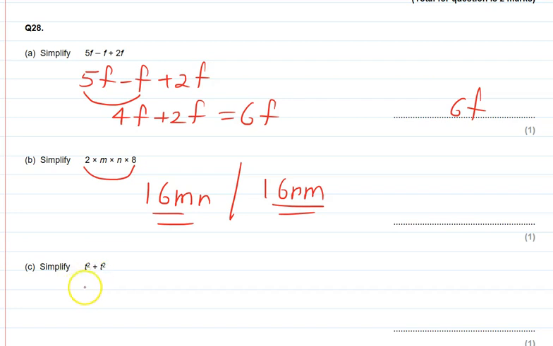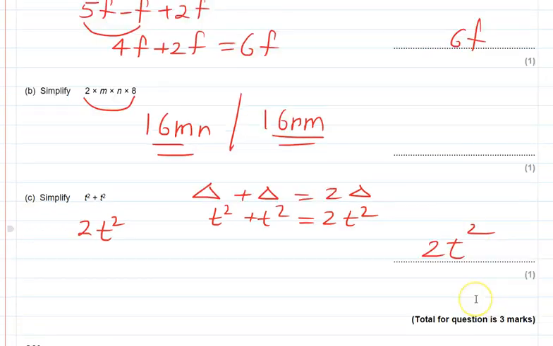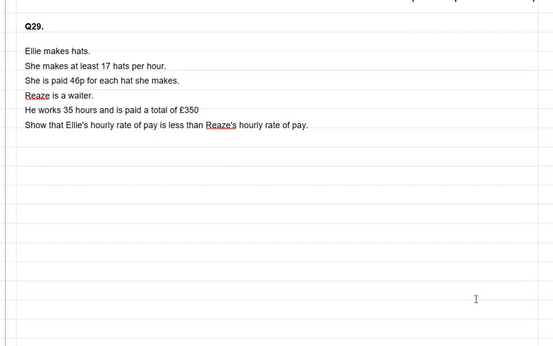t square plus t square. So t square plus t square becomes 2t square. Yes, like one triangle plus one triangle, you write two triangles. Similarly, t square plus t square, you write down 2t square. That's your answer. Okay. Now 29.